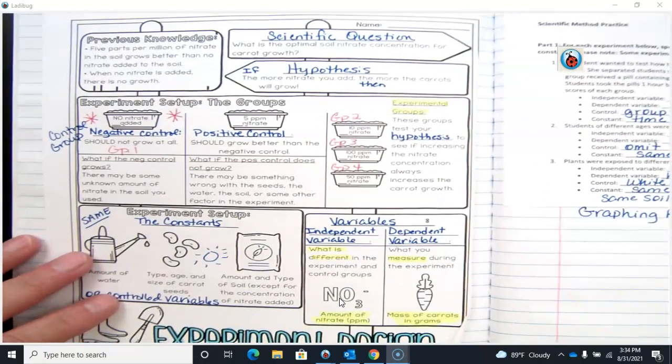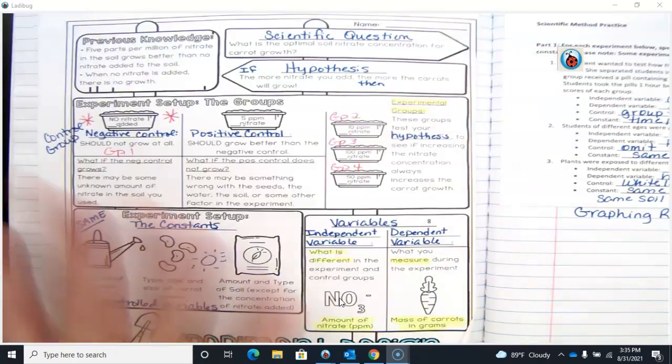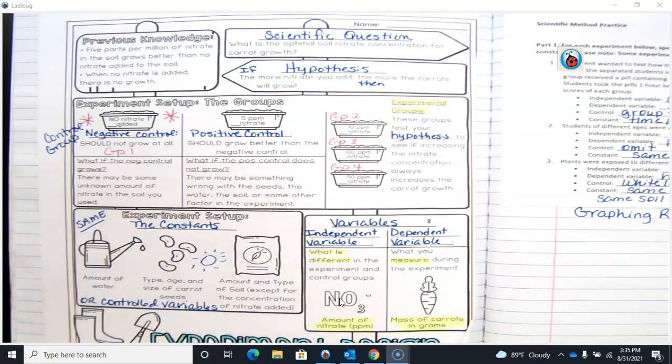The last thing is a doodle diagram on page 6, which is again still addressing this information. So again, the previous knowledge: we know that 5 parts per million of nitrate in the soil grows better than no nitrate added to the soil. When no nitrate is added, there's no growth. So we have our question: What is the optimal soil nitrate concentration for carrot growth? Our hypothesis: if more nitrate is added to the soil, then the carrots will grow more.